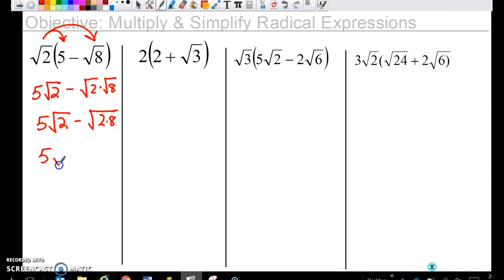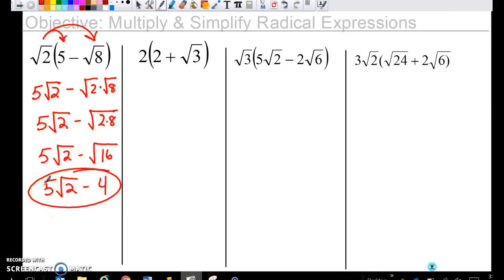And now I have 5 times the square root of 2 minus the square root of 16, which of course is 4. 4 times 4 is 16. So that's going to be my final answer.